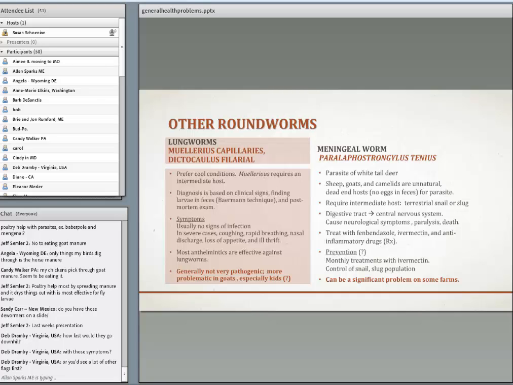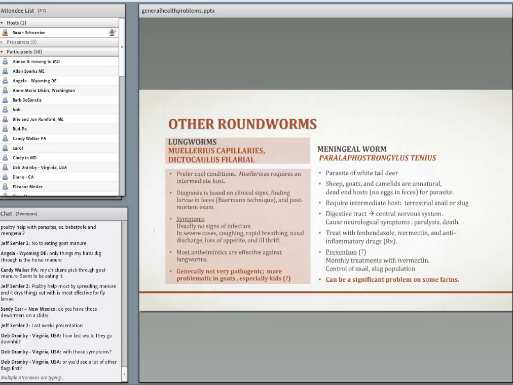There's a lot of diseases that tend not to be a problem, but that doesn't mean there can't be isolated cases where there's a significant problem. Perfect example is meningeal worm, which is sometimes called the deer worm or the brain worm. It's not a problem for most farms, but there can be a situation where it's the major problem because of their circumstances. So the meningeal worm is a parasite of white-tailed deer, and it's not really pathogenic to them. That's why I say not all parasites are problematic.